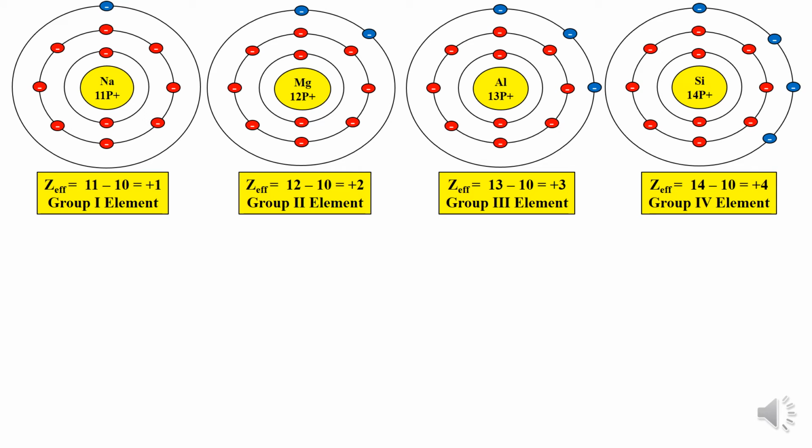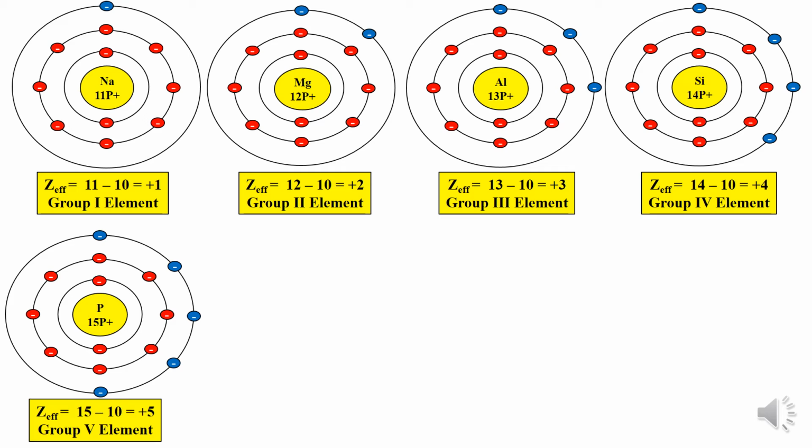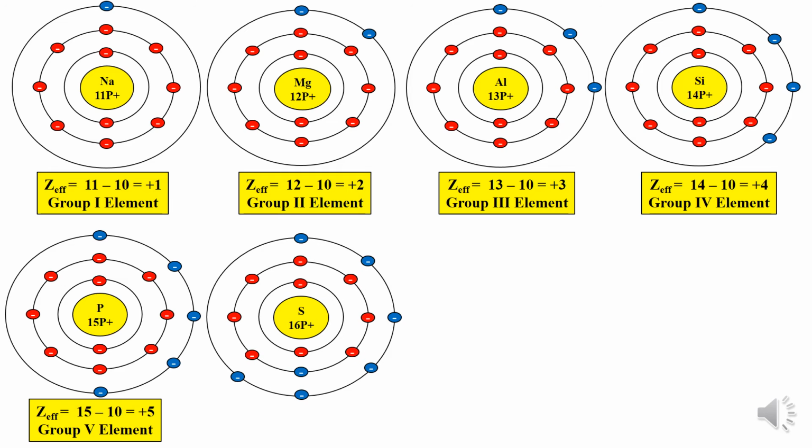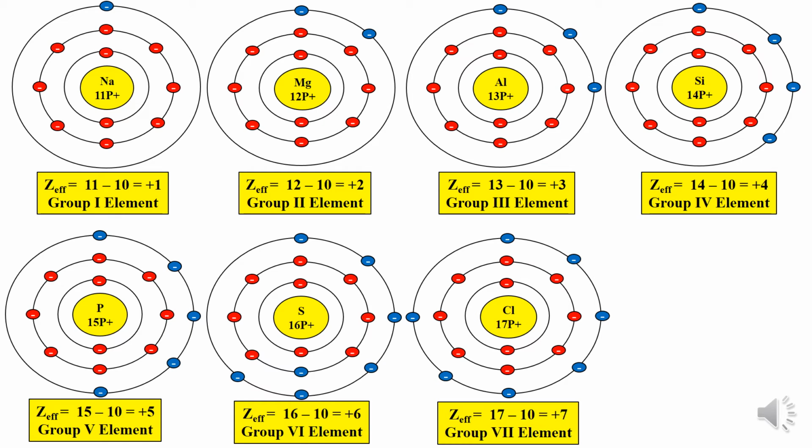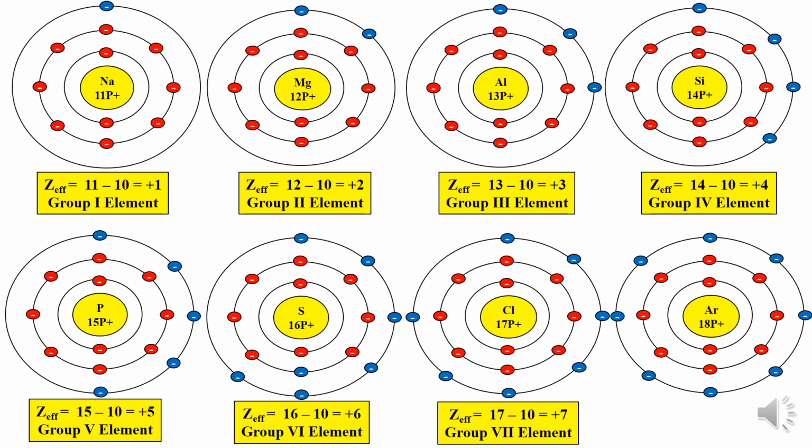Silicon is a group 4 element with 4 valence electrons and Z effective value of +4. Phosphorus is a group 5 element with 5 valence electrons and Z effective value of +5. Sulfur is a group 6 element with 6 valence electrons and Z effective value of +6. Chlorine is a group 7 element with 7 valence electrons and Z effective value of +7.